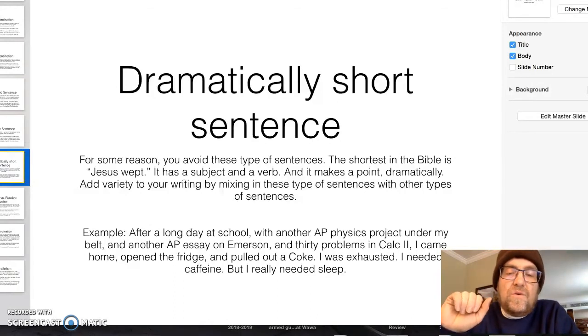After a long day at school with another AP physics project under my belt, another AP essay on Emerson, and 30 problems in Calc 2, I came home, opened the fridge, and pulled out a Coke. I was exhausted. I needed caffeine, but I really needed sleep.